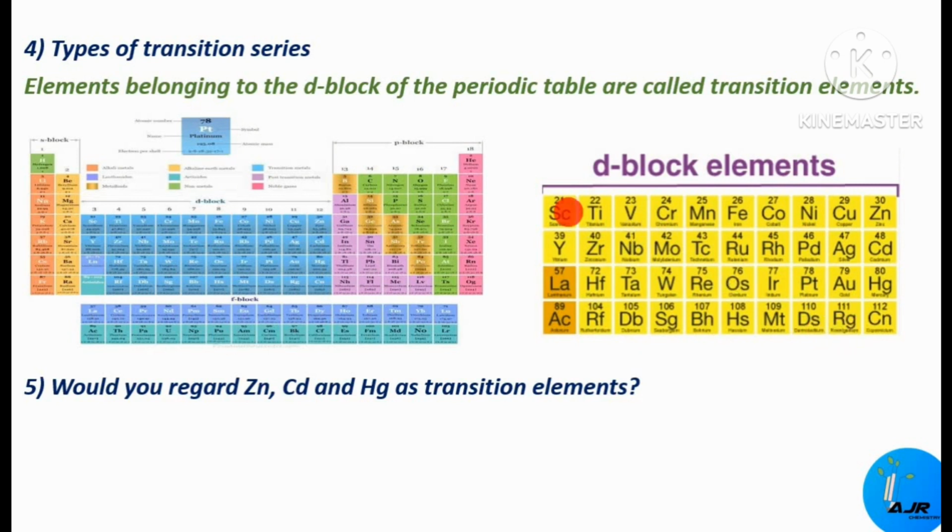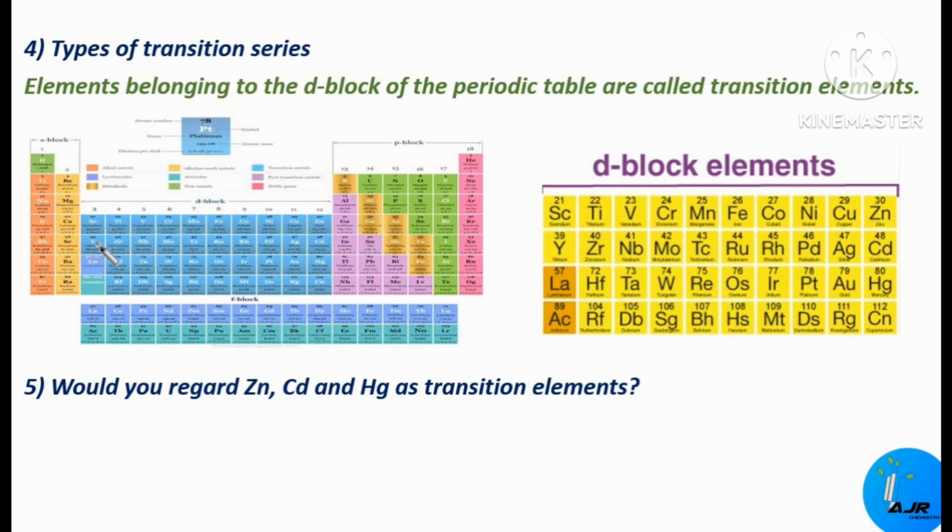Okay, the first transition series or the 3D series corresponds to the filling of 3D subshells and consists of 10 elements from scandium to zinc. Okay, that is from scandium 21 to zinc 30. Understood? And these elements belong to the fourth period, right? First period, second period, third period, and the fourth period of the periodic table.